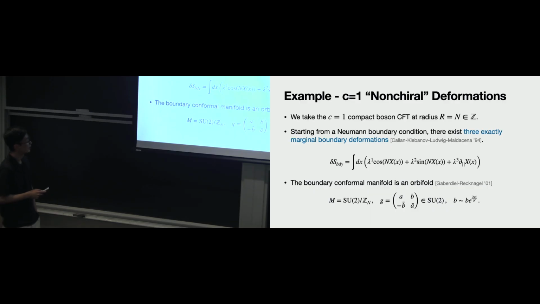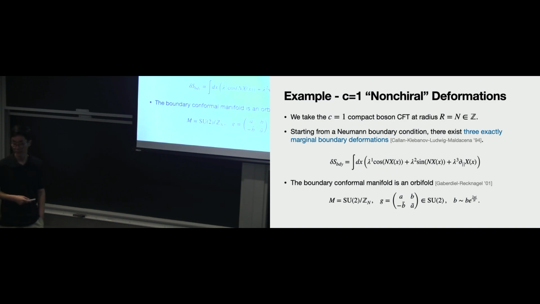So this corresponds to integer times the self-dual radius in my convention. And in this paper, it was studied that in this theory, you can start from the Neumann boundary condition, and then deform it by following, say, cosine and sine potentials, plus the usual parallel derivative of X. And all these are exactly marginal boundary perturbations, and they give rise to a 3-dimensional boundary conformal manifold. And in a later work, it was shown that this boundary conformal manifold globally takes the form of a quotient of SU(2) by the following Z_n action.